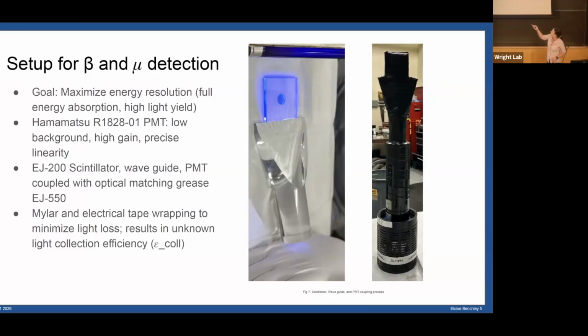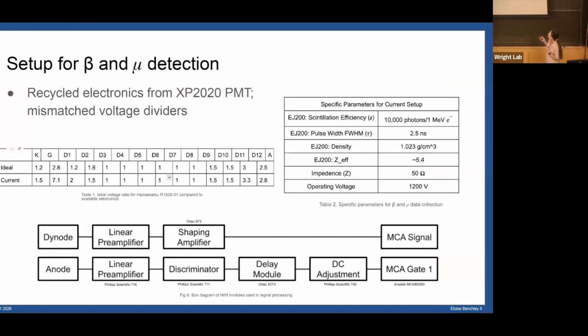We coupled it to a waveguide with optical matching grease, which makes sure that the refractive index is the same. We used Mylar and electrical tape wrapping. The Mylar makes it reflective on the inside, so it prevents light escape, and the electrical tape prevents light leakage. Because we did this by hand, we have an unknown light collection efficiency, which, if you remember from that equation about the signal gain, is a variable. So that makes it harder to precisely calculate the signal expected from a particle's energy.